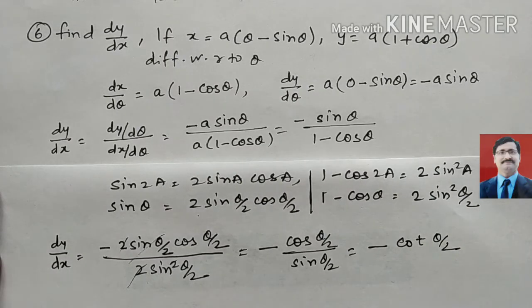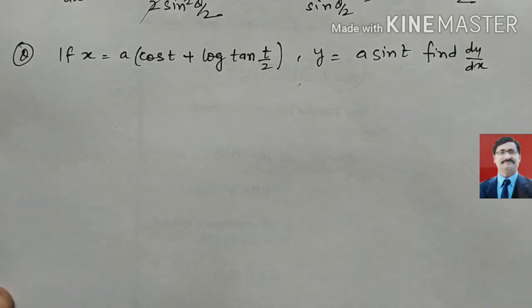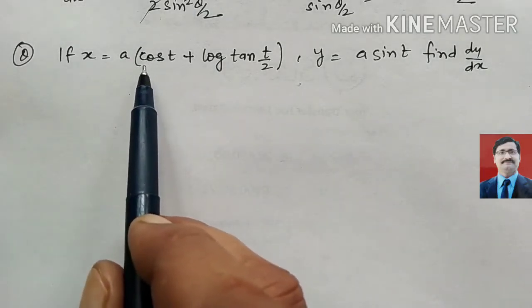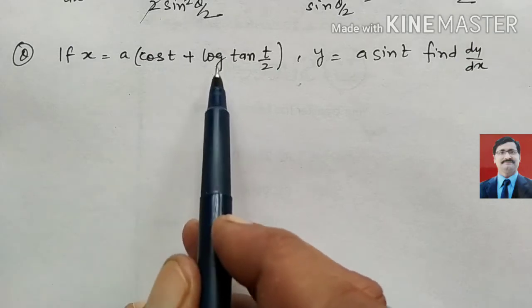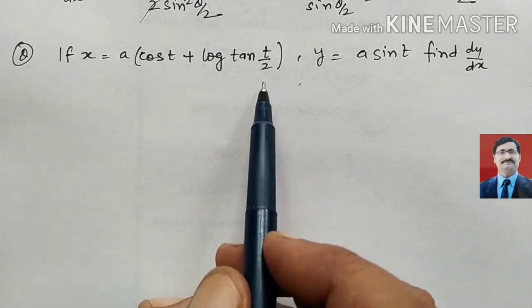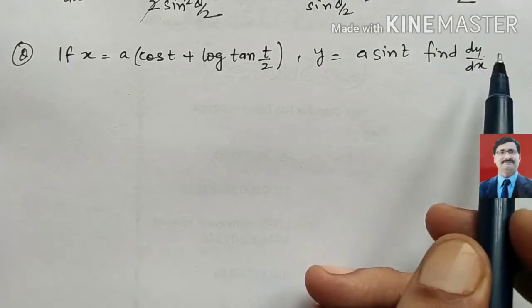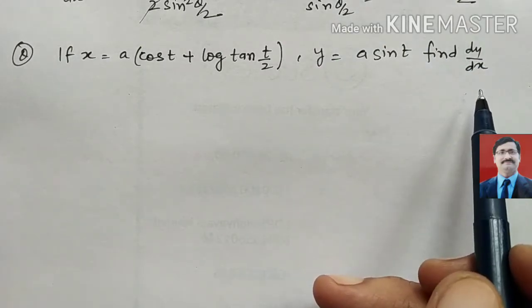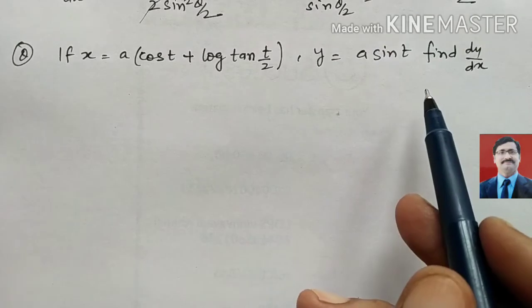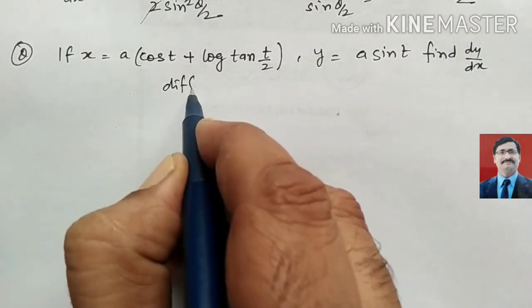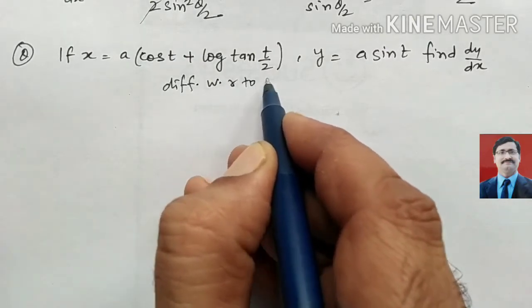All of you understand this? This is a very simple question. Look at the next question: if x equals a times the bracket cos t plus log tan t by 2, bracket closed, and y equals a sin t, you have to find dy by dx. The parameter is t, so you have to differentiate with respect to t.